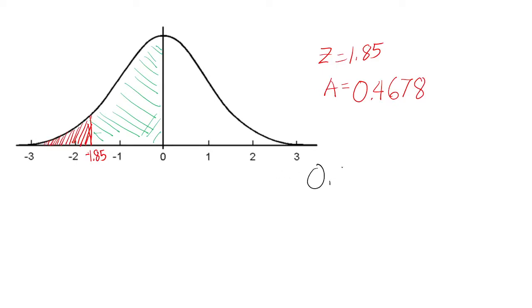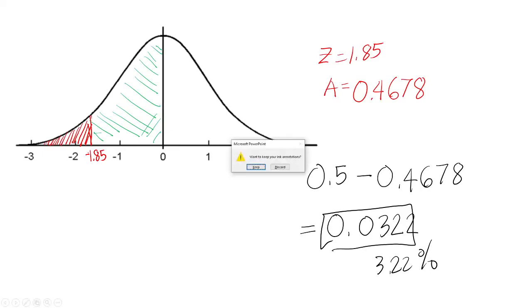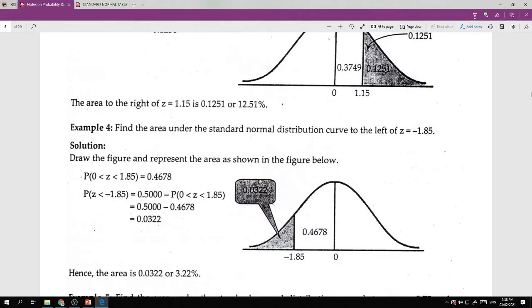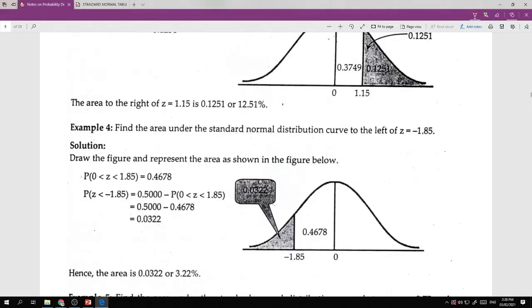Okay, 0.5 minus 0.4678. And how much is that? 0.0322. And this is the area, or 3.22%. That is the area that we are looking for. Look at our problem. That's our area. That's 3.22% or 0.0322. Questions about example number 4?